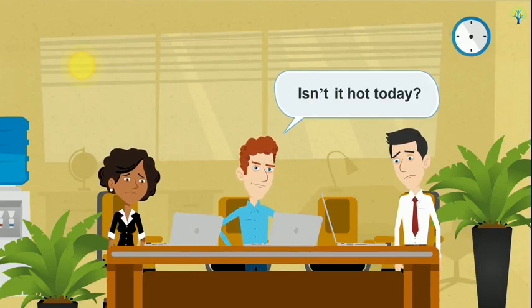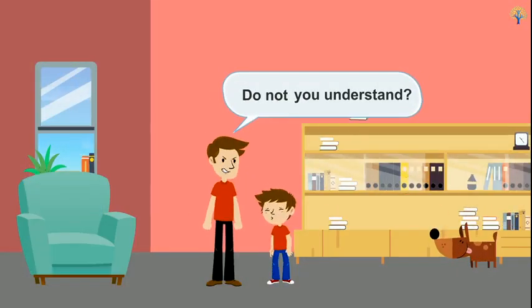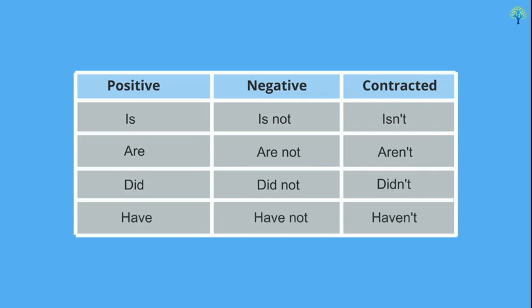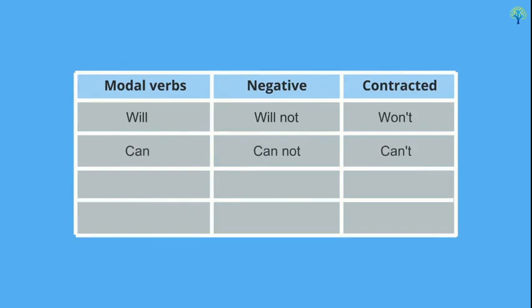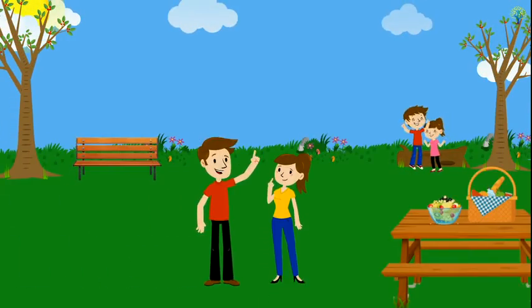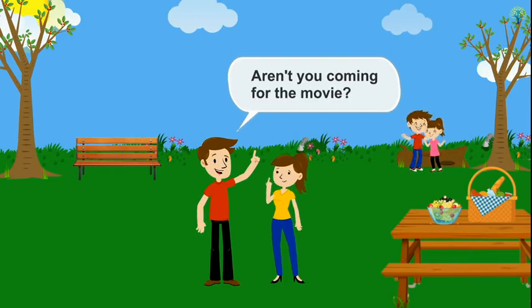If the negative contracted word is not used, the sentence sounds incorrect. For example, is not it hot today? Or do not you understand? Always use the negative contracted form of is, are, did, and have, or the negative form of verbs such as will, can, could, or should. Contracted negative questions are generally used in a casual setup with friends and family.